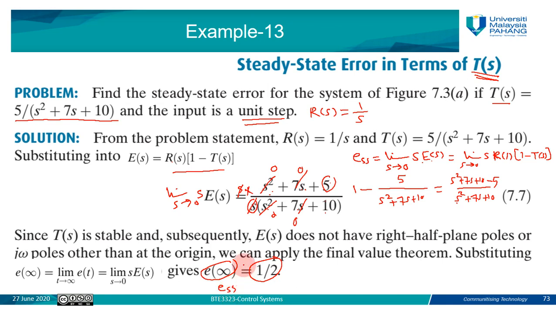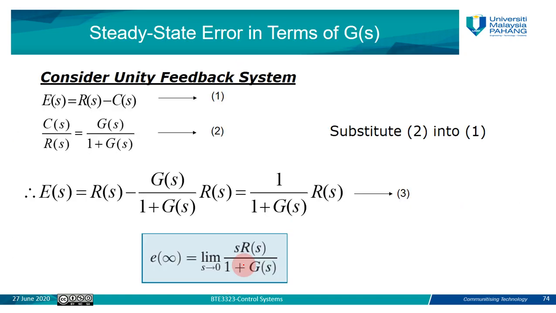Hopefully it's clear. So now we have highlighted how to use the closed loop transfer function to find the steady state error. In this slide, we are going to focus on how to use the open loop transfer function to find the steady state error. So in this part, we are going to use GS directly. No need to find TS first, then find the error. You can use GS directly to find the error.